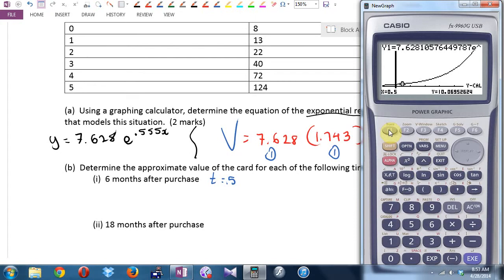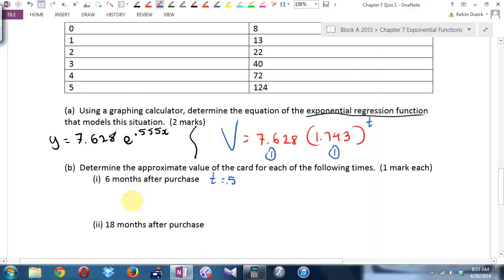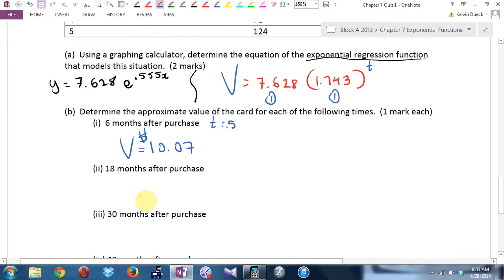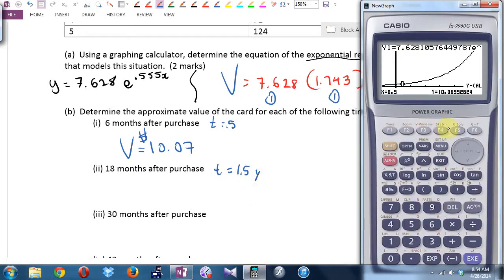Apparently, it's going to be worth $10.07. Not t equals, v equals. Okay. 18 months after purchase, what time value will I use to represent 18 months? If I want 18 months in years, what's that? Okay, 1.5 years. So, G-solve, Y calculation, 1.5 years. $17.50, round off properly, 55 cents, right?